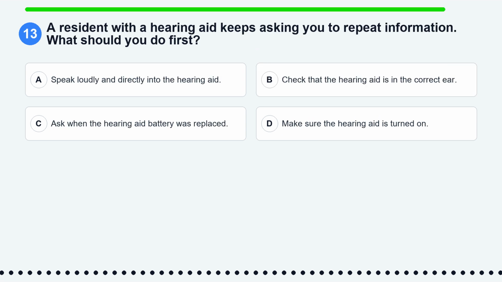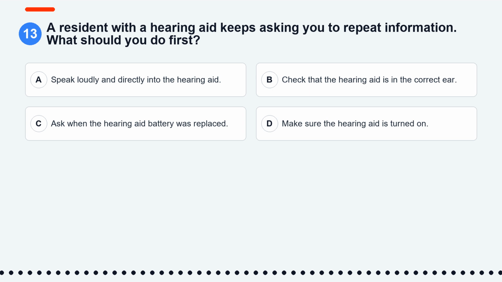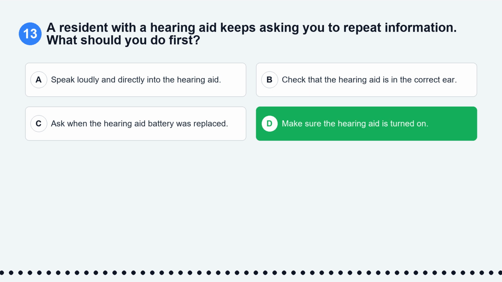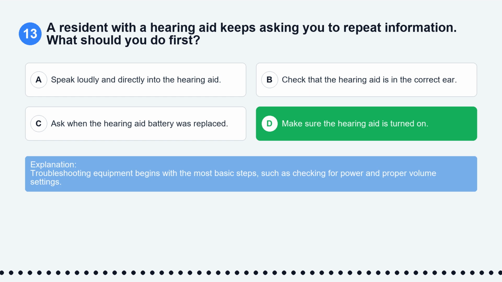Question 13. A resident with a hearing aid keeps asking you to repeat information. What should you do first? Option A, speak loudly and directly into the hearing aid. Option B, check that the hearing aid is in the correct ear. Option C, ask when the hearing aid battery was replaced. Option D, make sure the hearing aid is turned on. The correct answer is option D, make sure the hearing aid is turned on. Troubleshooting equipment begins with the most basic steps, such as checking for power and proper volume settings.